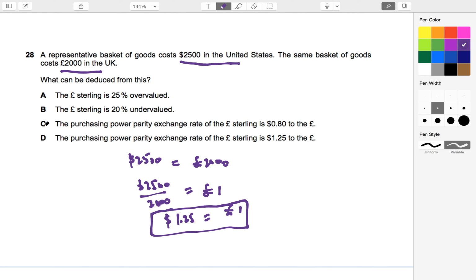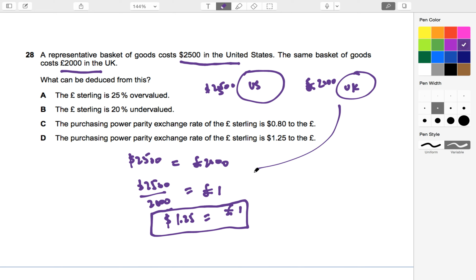So when we have a purchasing power parity, we create a basket and we figure out the price of the basket in the US and the price of the basket in the UK. The price of the basket is $2,500, while the price of the basket in the UK is 2,000 pounds, which would mean the exchange rate should be $1.25 is equal to 1 pound, so D will be the right answer. The purchasing power parity rate of the pound sterling is $1.25 is equal to 1 pound.